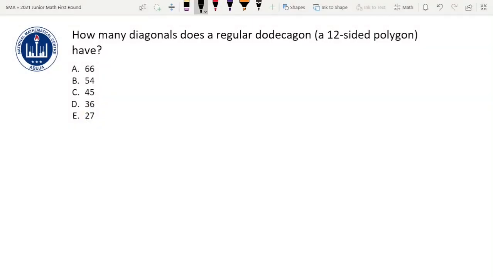In this video, we're going to solve question 49 of the 2021 Junior Mathematics Olympiad first round. We have to find the number of diagonals a regular dodecagon, thus a 12-sided polygon, has. Okay, so there are two important observations that we're going to make use of while solving this question.